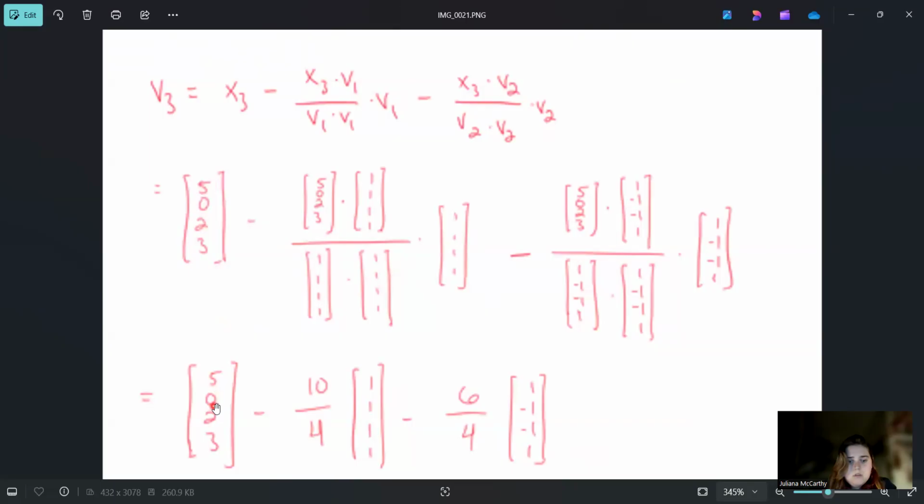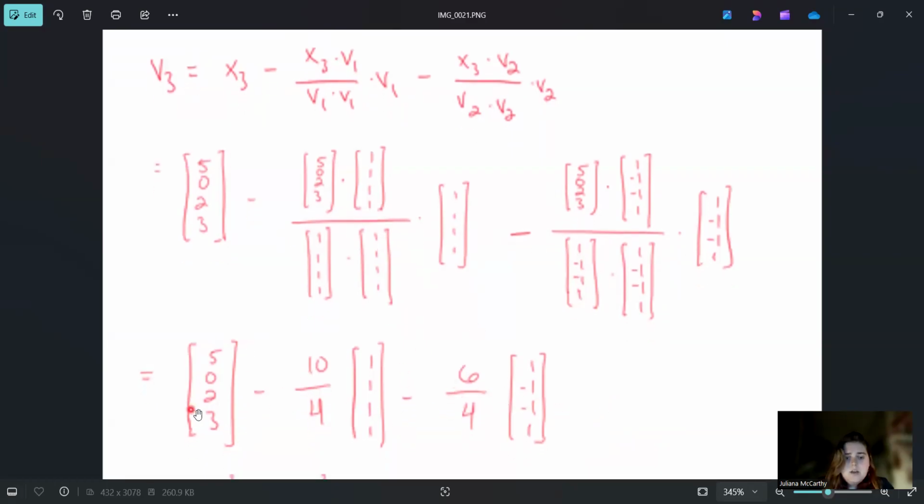And so we get our third column minus 10 comes from 5 times 1 is 5, plus 0 times 1 is 0, so 5 plus 0 is 5. And then plus 2 times 1 is 2, 5 plus 2 is 7, plus 3 times 1, so that's 7 plus 3, that's 10. And then 1 times 1, 1 times 1, 1 times 1, adding these all together, that's 1, 2, 3, 4, 10 over 4. Moving on to this one, we get 5 times 1 plus 0 times negative 1, so that's 5, plus 2 times negative 1, so that's 5 minus 2, that's 3, plus 3 times 1, so 3 plus 3 is 6, and then, again, 6 over 4.